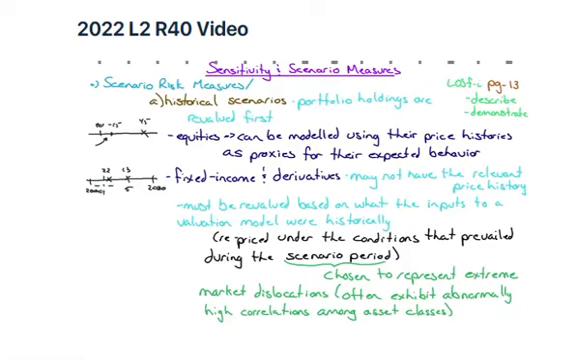So you have to take all of your fixed incomes and take the current age of your fixed incomes, go back in time and say, let's reprice them with the current age they are now, but with the inputs that existed at that time. What were interest rates at that time? What were credit spreads at that time? And we'll reprice them based on the inputs to the valuation model that existed here, but using the length of their life at this point in time. So the points may not have the relevant price history and must be revalued based on what the inputs to a valuation model were historically. And they're repriced under the conditions that prevailed during the scenario period.